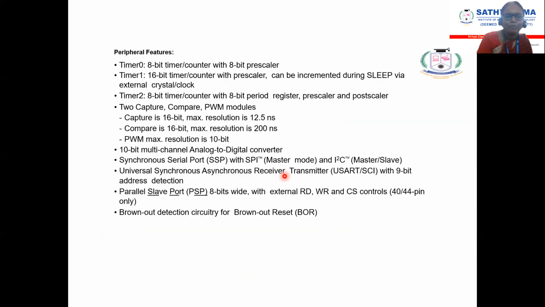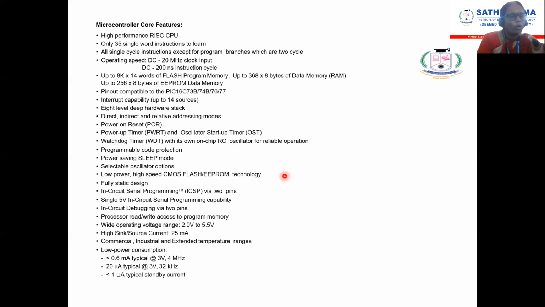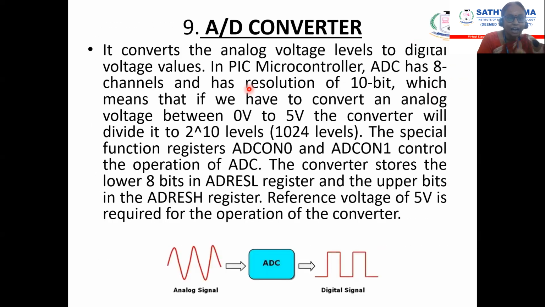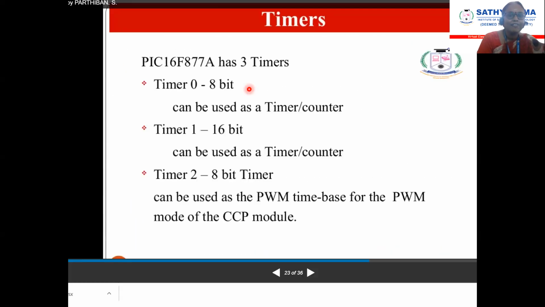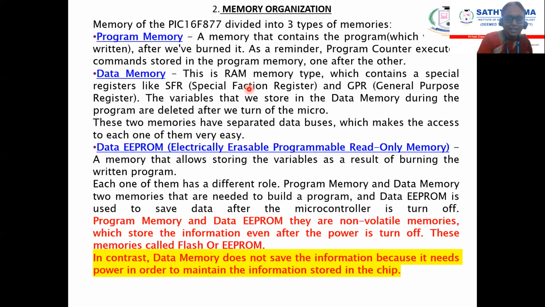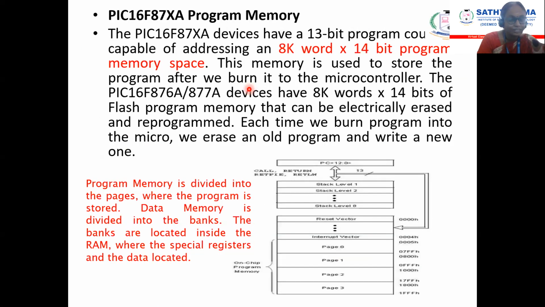Why I put this and all now, this is the core features that is not needed for you. You just explain those 9 points along with this architecture diagram. If they ask memory organization alone, are you clear? If they ask memory organization alone, you are supposed to explain this diagram. It's a very important diagram. You should not skip this diagram.